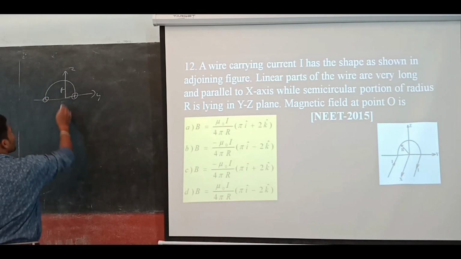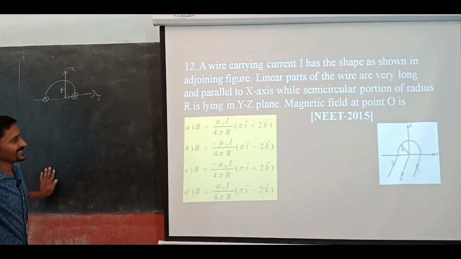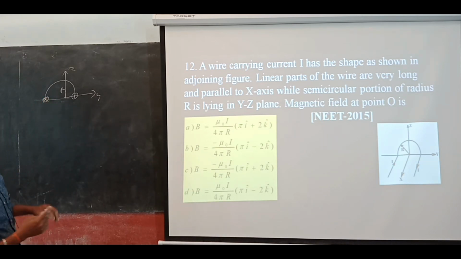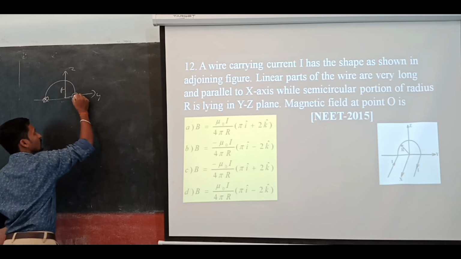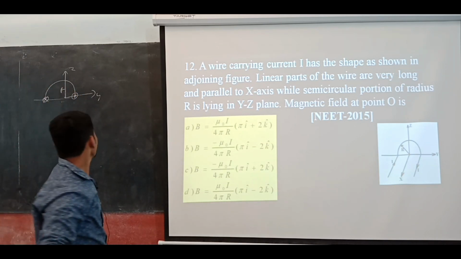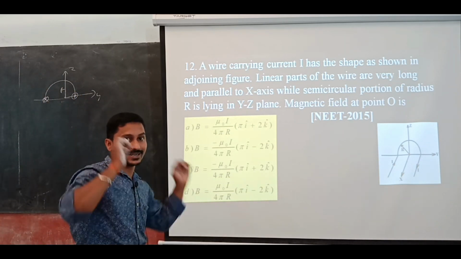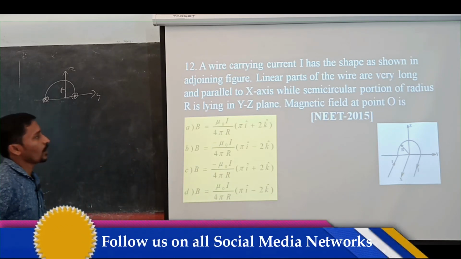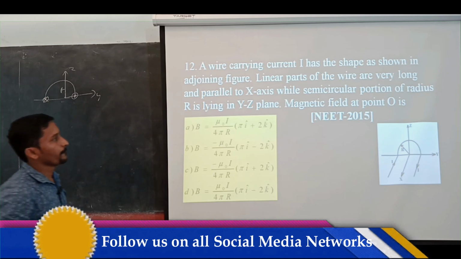Okay, this is point P. So current is going here means it is crossing. Current is coming back here means coming back towards you. That's why I have written that. I can't write down a perpendicular diagram, right? Visualize that. Okay.